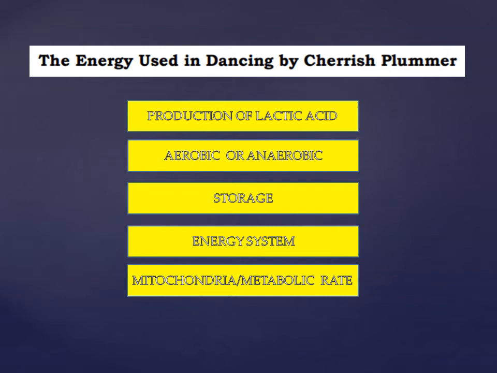Next, energy system. As I said, it is the oxidative system, the primary source of ATP during aerobic activities. It also primarily uses carbohydrates and fats as substrates for energy.